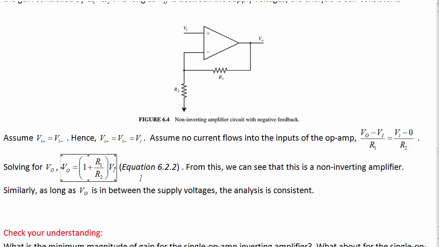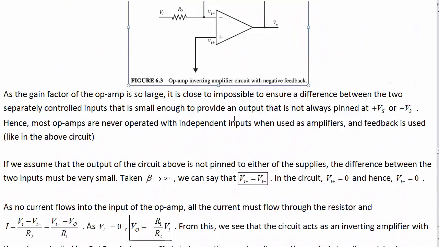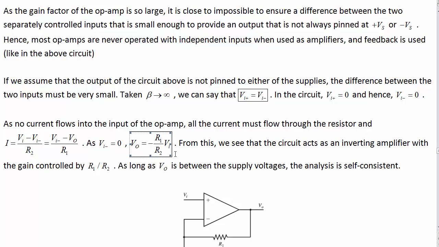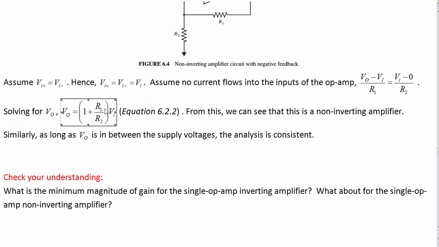So this is an amplifier as well, but it's not inverting. We've got some positive number here multiplied by VI. Check your understanding. What's the minimum magnitude of gain for the single op-amp inverting amplifier that we looked at up here? And what about for the non-inverting amplifier? Well, here's the output in terms of the input. The minimum magnitude would be 0 if we take R1 much smaller than R2, while for the non-inverting amplifier, the minimum magnitude is 1 because the resistor values have to be positive.